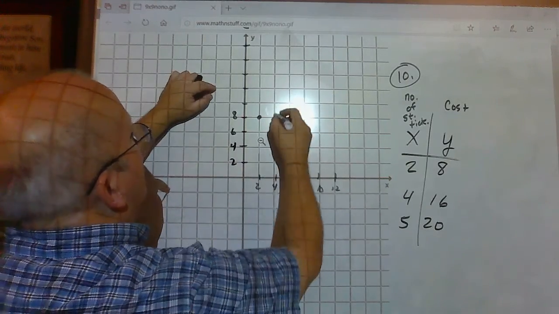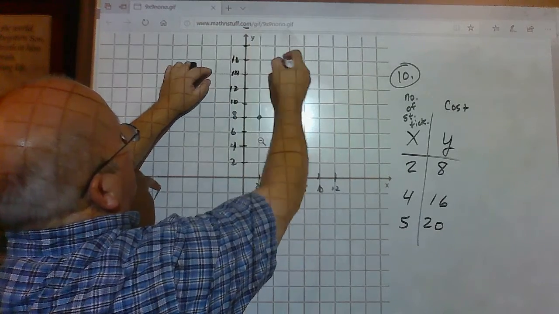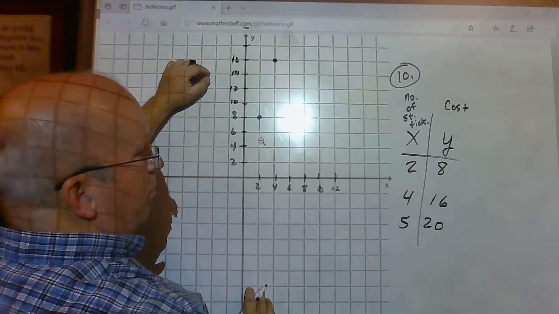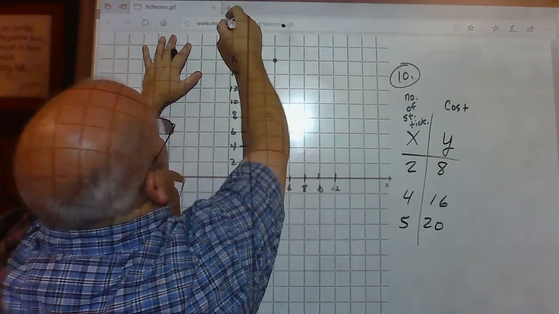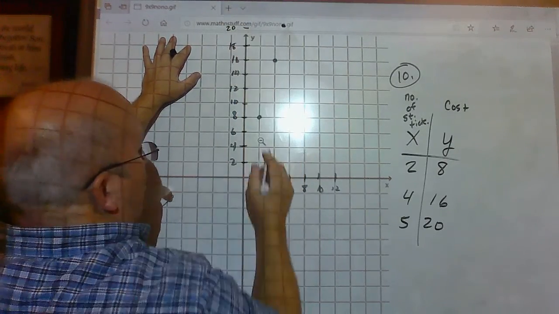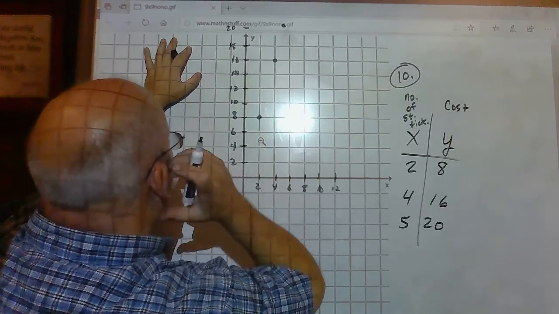And 4, 16, let's see, 10, 12, 14, 16. 4, 16 would be way up there. And 5, 20 would be way up here. Notice 5 is in between 4 and 6, so I have to put that dot between, right?